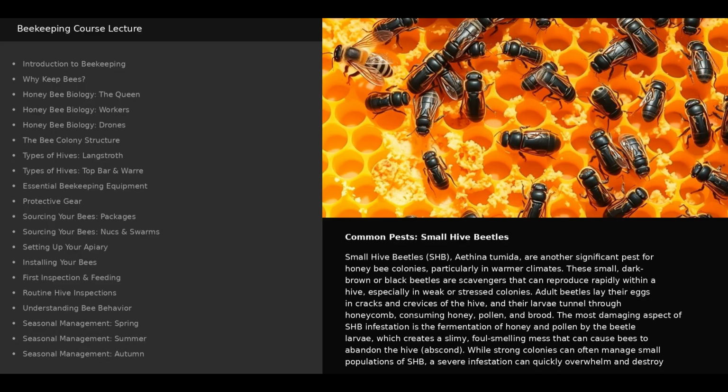The most damaging aspect of SHB infestation is the fermentation of honey and pollen by the beetle larvae, which creates a slimy, foul-smelling mess that can cause bees to abandon the hive, abscond. While strong colonies can often manage small populations of SHB, a severe infestation can quickly overwhelm and destroy a weak colony. Beekeepers must be vigilant in monitoring for their presence and maintaining strong, healthy hives as the first line of defense.